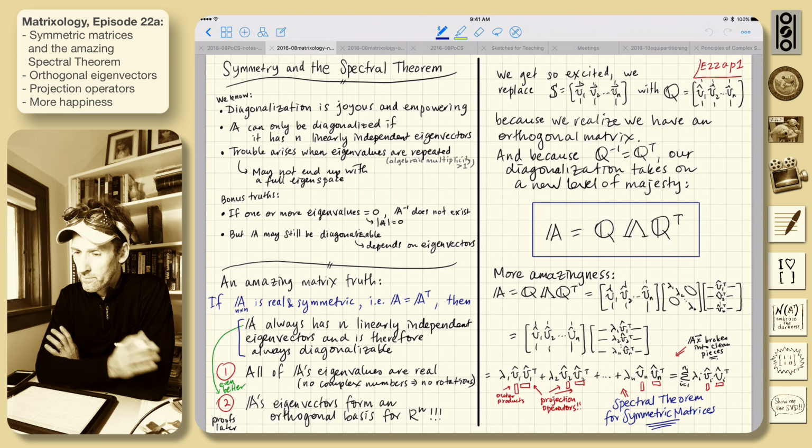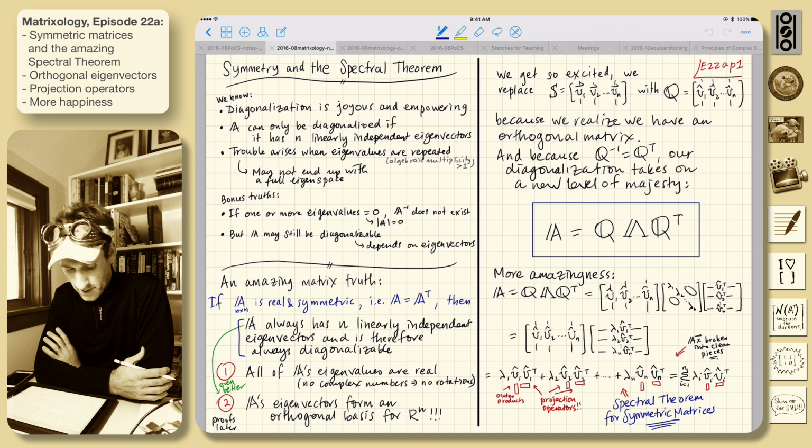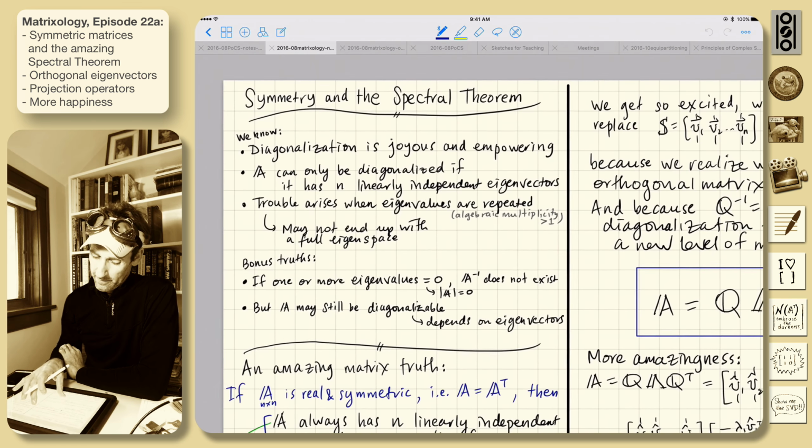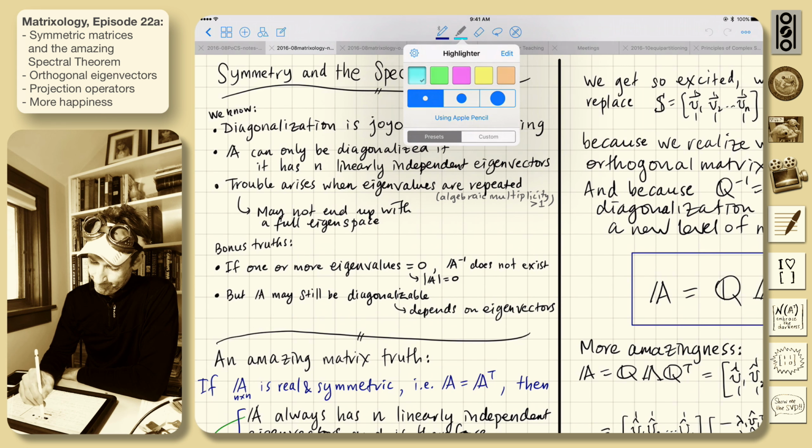All right. Matrixology is full of magic, right? And this is probably just another moment for you, but it's a pretty great one. All right. So, symmetry and a spectral theorem.